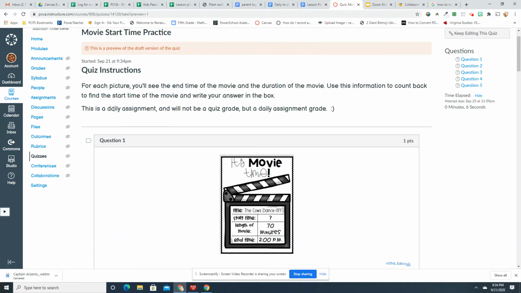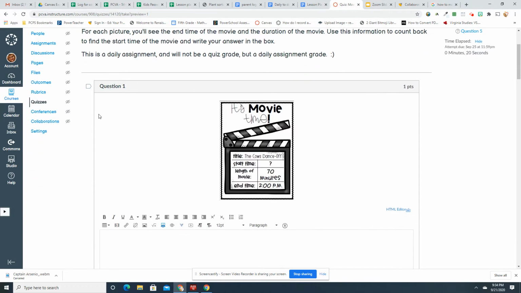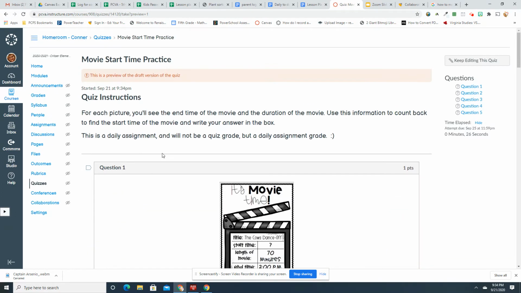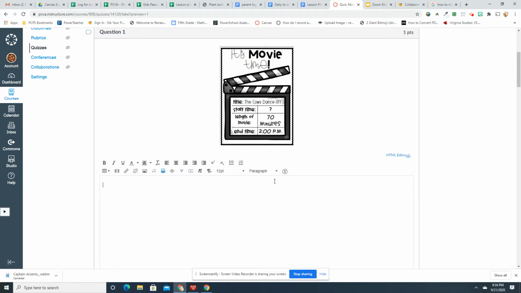Okay, so the directions, and please, guys, always read the directions. It says for each picture, you will see the end time of the movie and the duration of the movie. Use the information to count backwards to find the start time of the movie and write your answer in this box, okay? So this is the text box that you're going to write it in. This is a daily assignment and will not be a quiz grade, but a daily assignment grade.